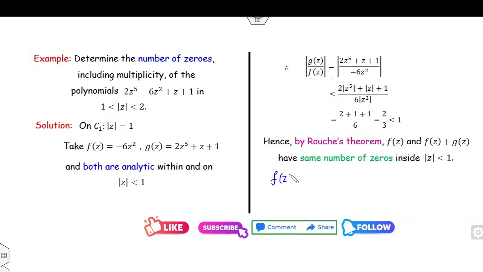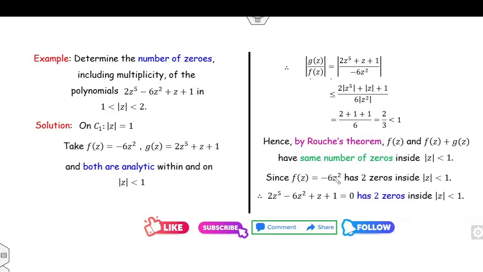Can you find the number of zeros of f(z), which is a quadratic equation? So it has 2 zeros. Hence, the given polynomial also has 2 zeros inside the circle of radius 1.